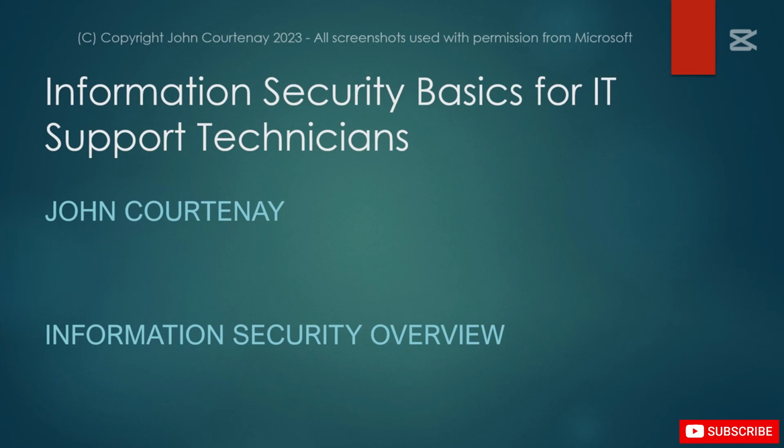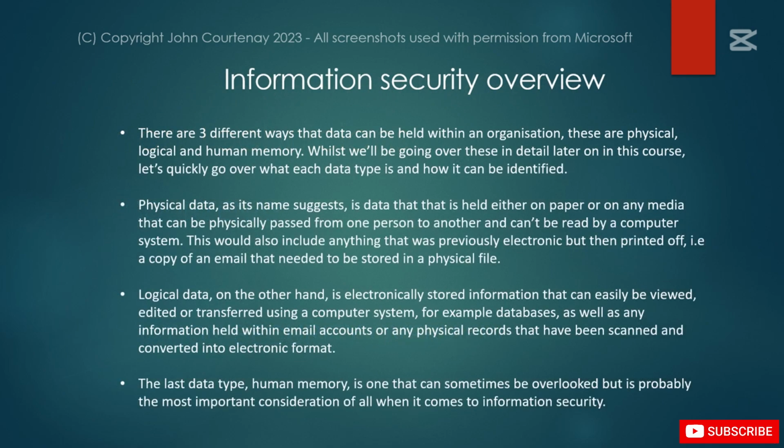In the last lecture, we explained that information security is any measure designed to keep personal information from falling into the wrong hands, whether this is the general public or even internal staff who don't need access, i.e. only the HR department should have access to payroll files. There are 3 different ways that data can be held within an organisation. These are physical, logical and human memory. Whilst we'll be going over these in detail later on in the course, let's go over quickly what each data type is and how it can be identified.